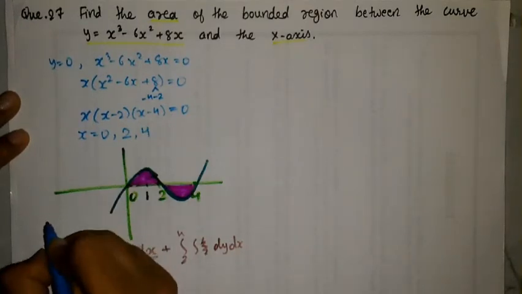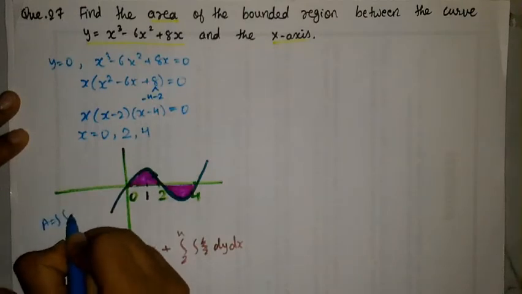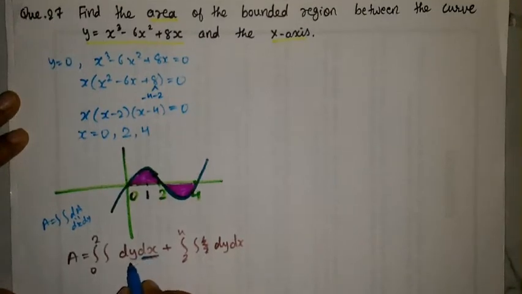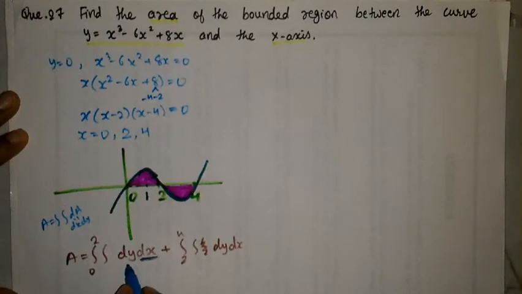First let me tell you that area is equal to double integration dA. dA is equal to dx dy or dy dx. We write according to our convenience. So we have to find this. Now for that, we have found the limit of dx. Now let's find the value of dy.